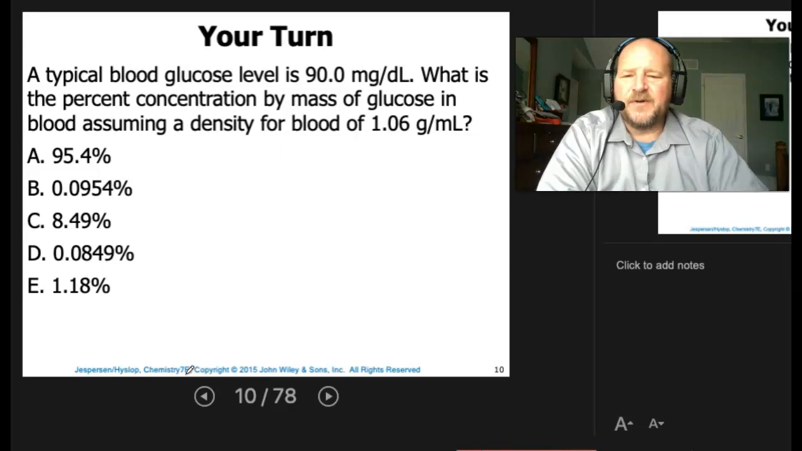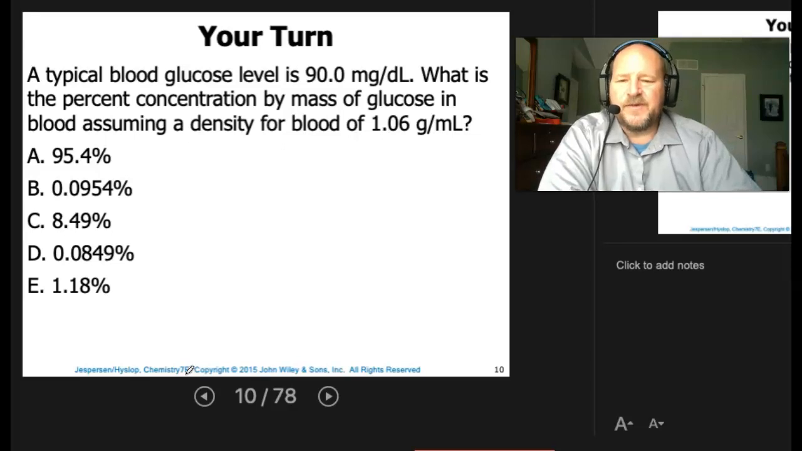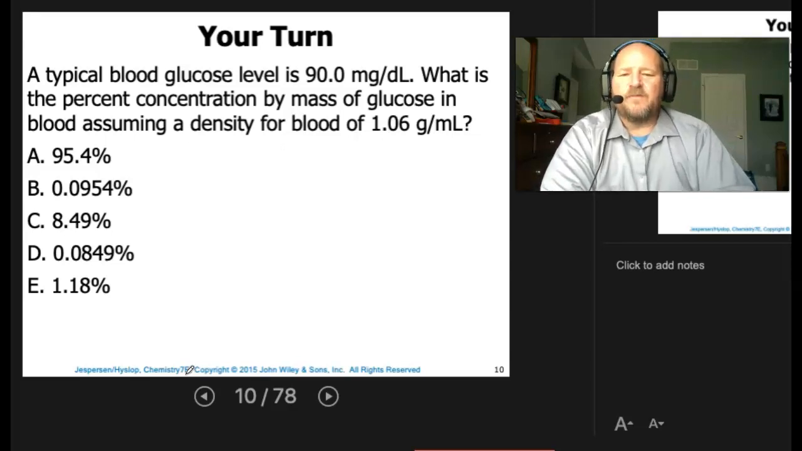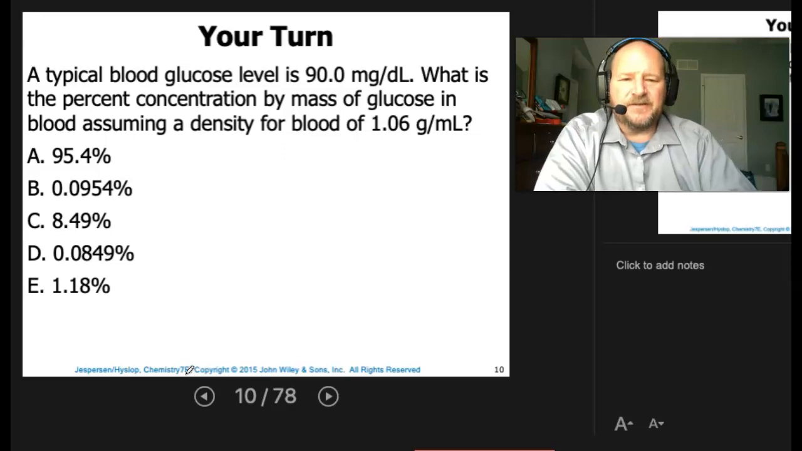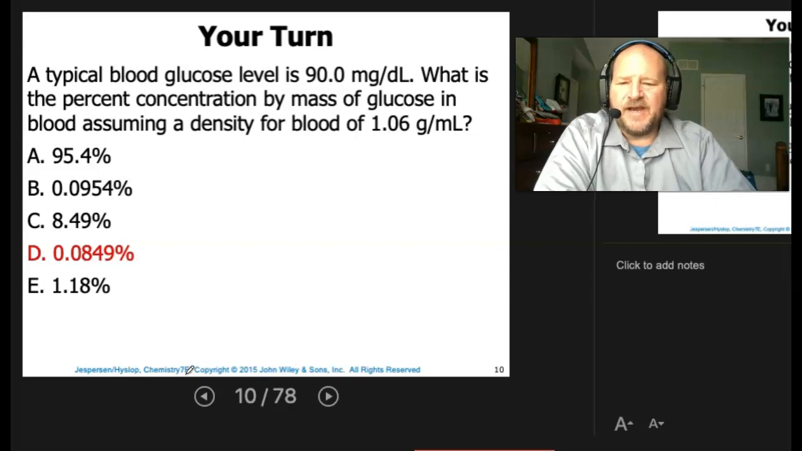All right, a typical blood glucose level is 90 milligrams per deciliter. What is the percent concentration by mass of glucose in blood, assuming a density for blood of 1.06 grams per milliliter? All right, so that should be 0.0849%.